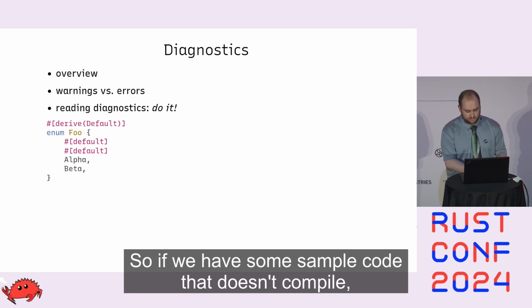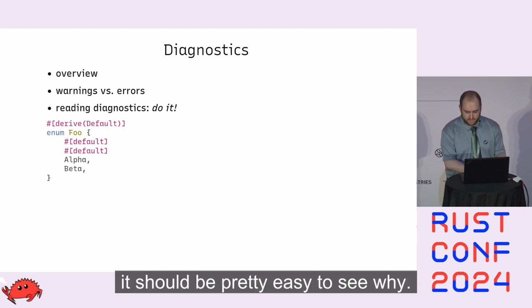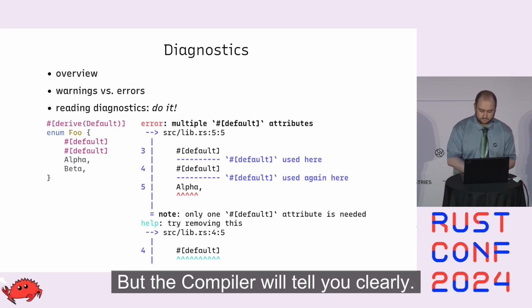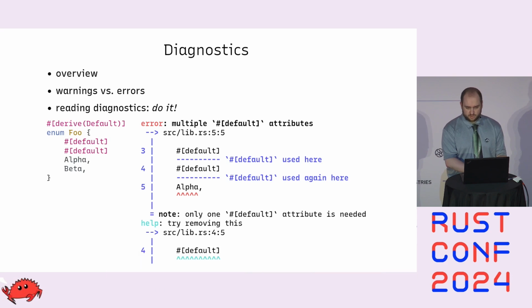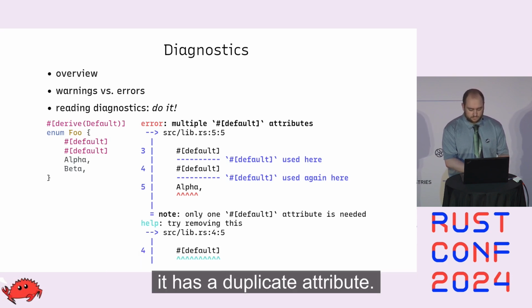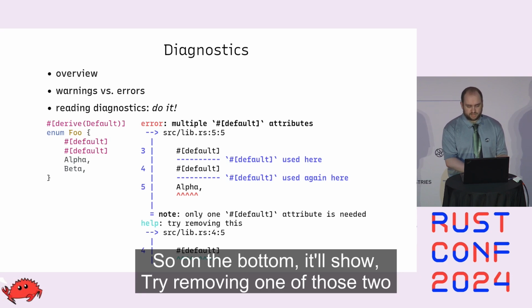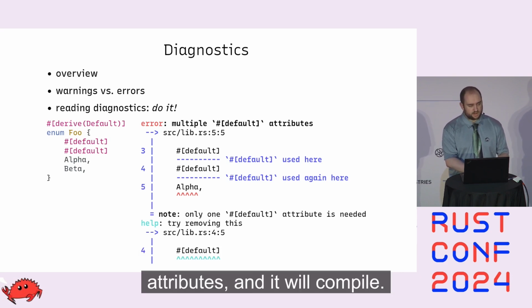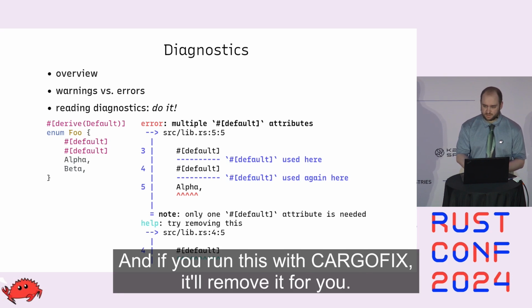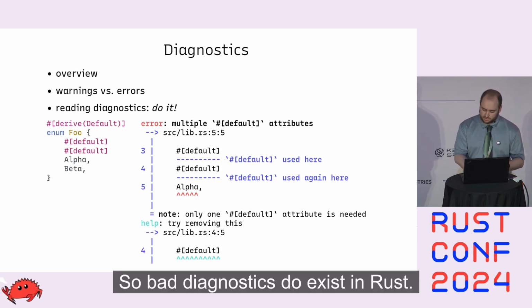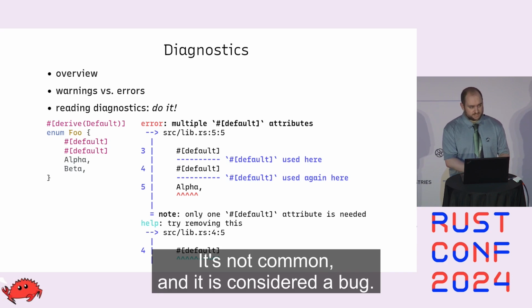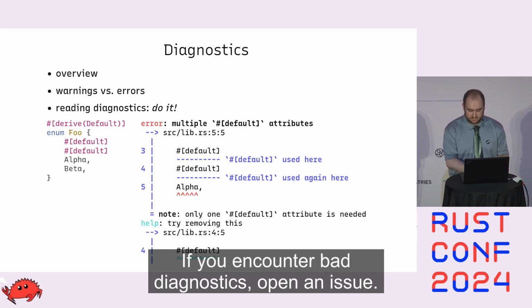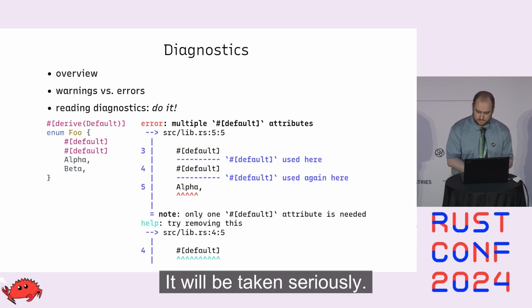So if we have some sample code that doesn't compile, it should be pretty easy to see why. But the compiler will tell you clearly. It shows on line 5, there's a variant that on lines 3 and 4, has a duplicate attribute. So on the bottom, it'll show, try removing one of those two attributes, and it will compile. And if you run this with Cargo Fix, it'll remove it for you. So bad diagnostics do exist in Rust. It's not common, and it is considered a bug. If you encounter bad diagnostics, open an issue. It will be taken seriously.